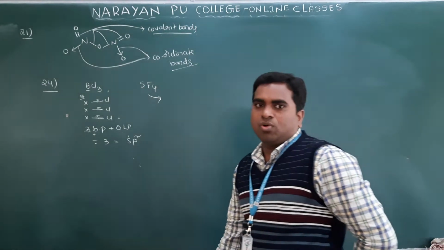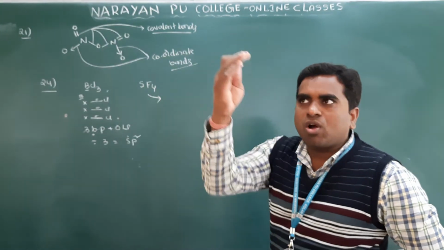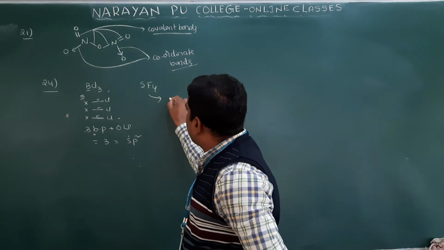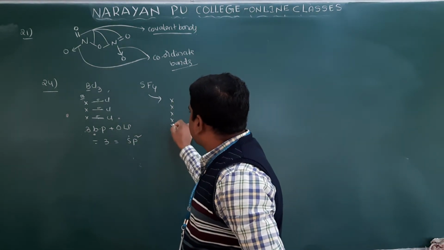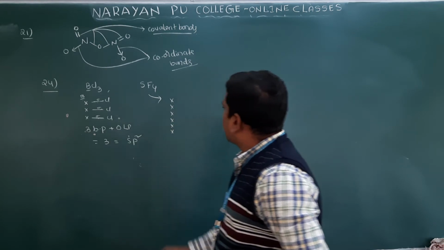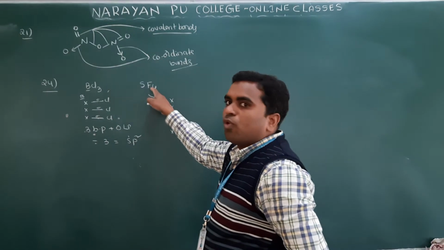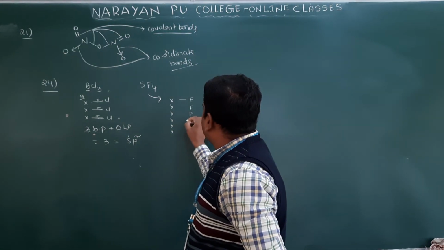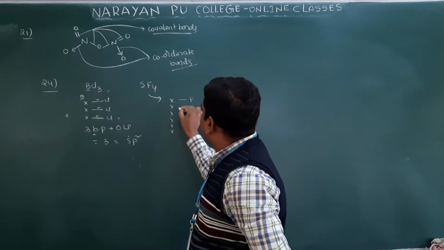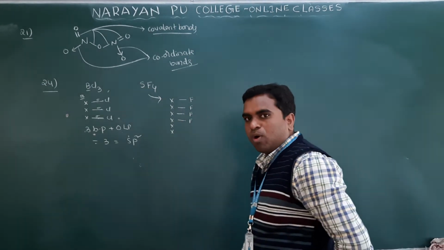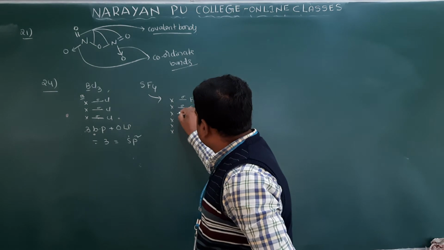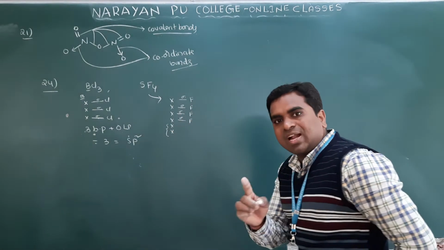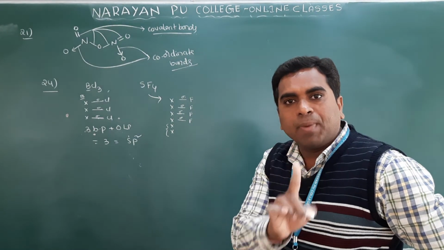Next, coming to SF4. Sulfur belongs to which group? Like oxygen, sulfur belongs to the 6th group. 6th group means you write 6 electrons. And how many fluorine atoms are there? 4 fluorine atoms, so each fluorine atom needs 1 electron from the sulfur to form 4 bonds. So these all are sigma bonds, meaning bond pairs. How many electrons are left here? 2 electrons. That we consider as 1 lone pair.